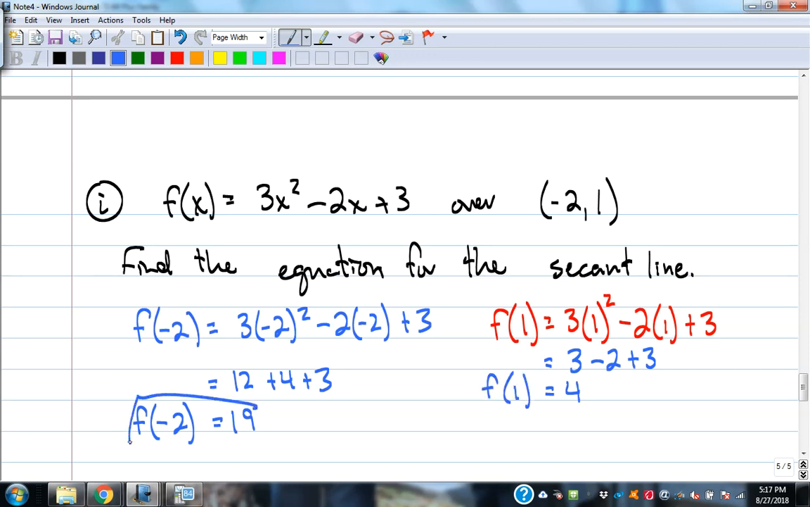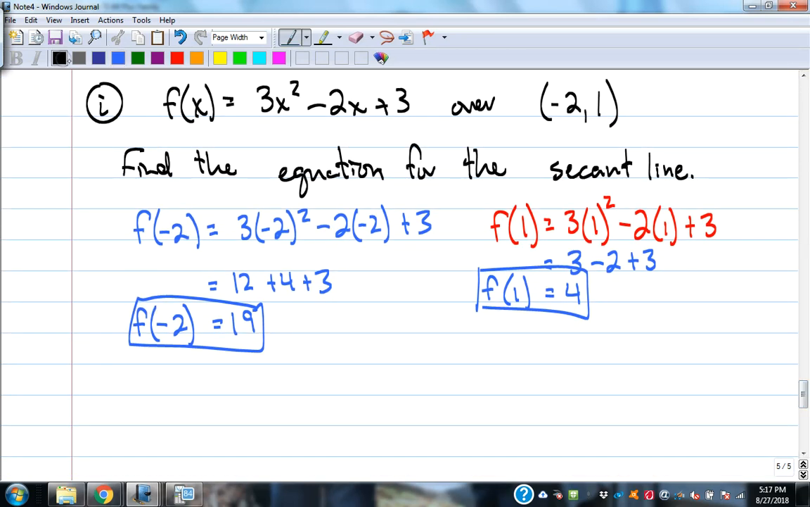So here are our ordered pairs that we're going to use to find the average rate of change, or the slope of our secant line. Average rate of change and slope of the secant line are exactly the same thing. Okay, so to do that, we'll use the slope formula. 19 minus 4 over -2 minus 1. 15 over -3, which is -5.